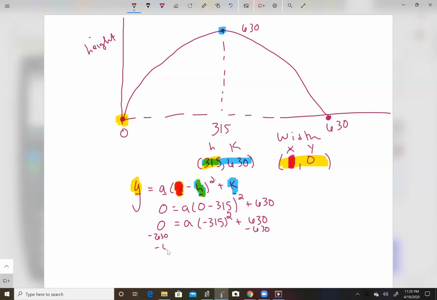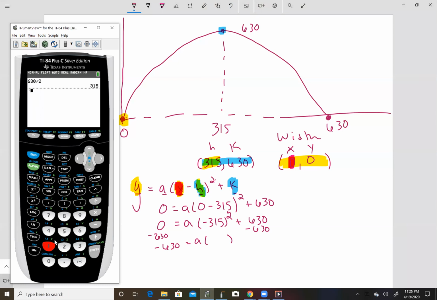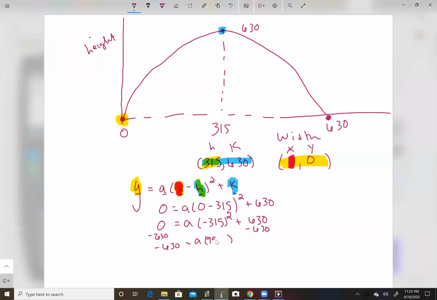If I do that, this side's going to be negative 630 equals a times, and I'm going to go ahead and square negative 315. So I'm going to do negative 315 times negative 315, and I'm going to get positive 99,225. Now to get a by itself, we just need to divide both sides by 99,225.